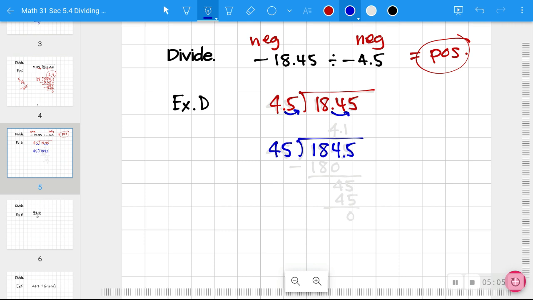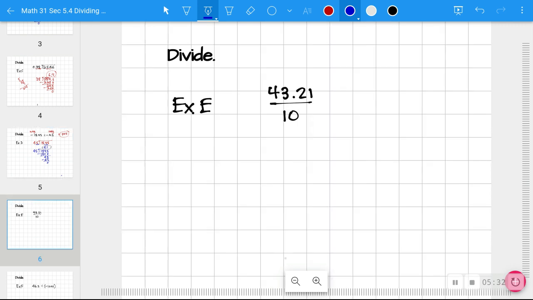Okay, how many groups of 45 go into 184? Well, if you take 4 times 45, you get 180. Subtracting gives 4, and we'll bring down the next digit. How many groups of 45 go into 45? Well, that'd be just 1. So we have no remainder once more. 4.1.